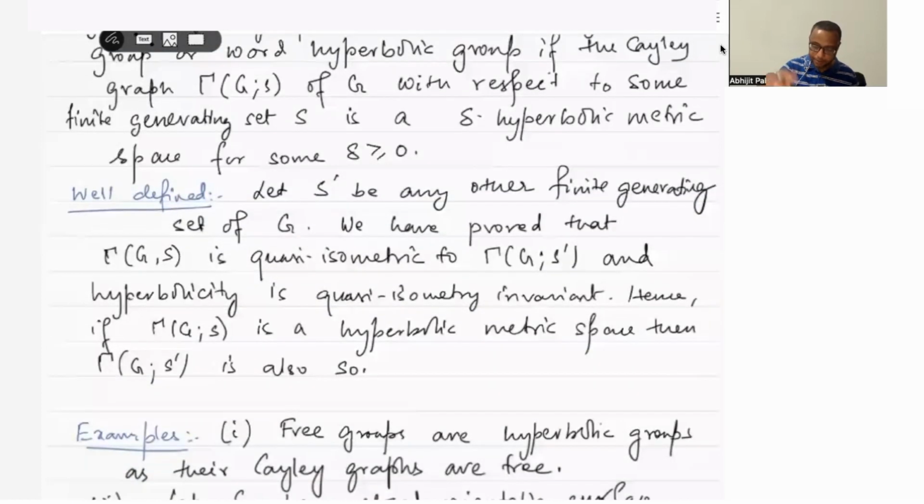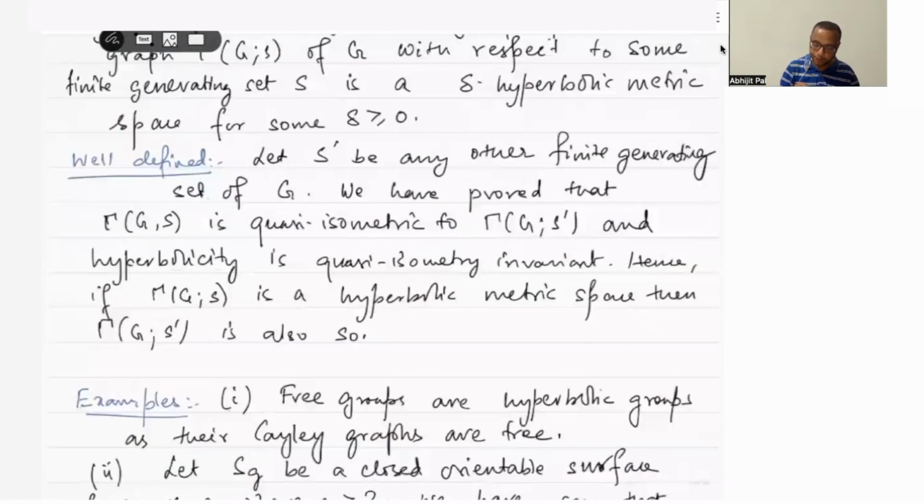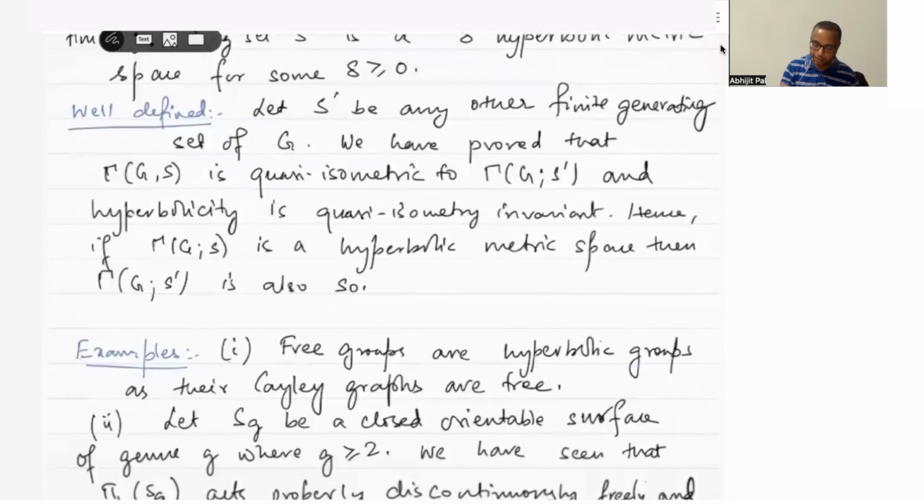So for example, if I take free groups of any rank, these free groups are hyperbolic groups as their Cayley graphs are trees.